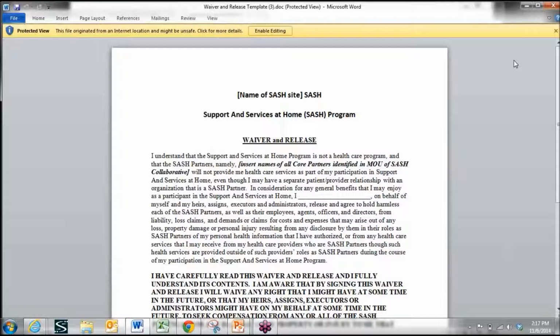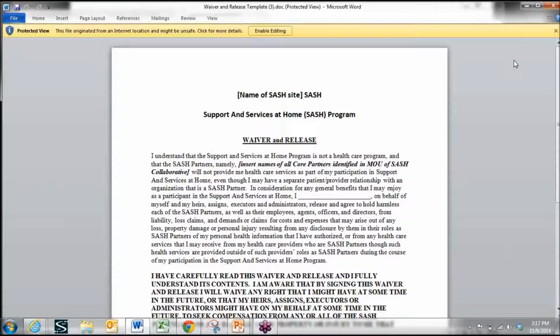So what this form is doing is protecting the partners that have come together to work with the participant to stay safely at home. It's protecting them from lawsuits that have nothing to do with what they've agreed to do as part of the SASH partnership. But it's not, and this is important, it's not saying that your participant can't sue an organization that they have a client-provider relationship with. They can still sue the home care organization based on their client-provider relationship. But they can't go back and try to get damages from all those other organizations.